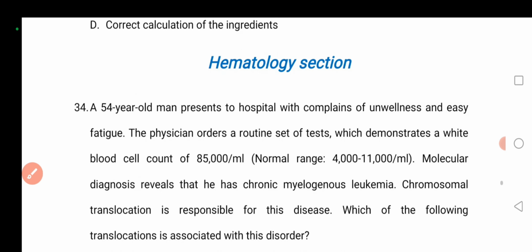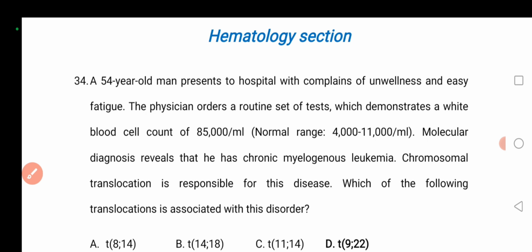The next is the hematology section. We need to go to the hematology section, another important section in medical lab technology. So let us go to the next.